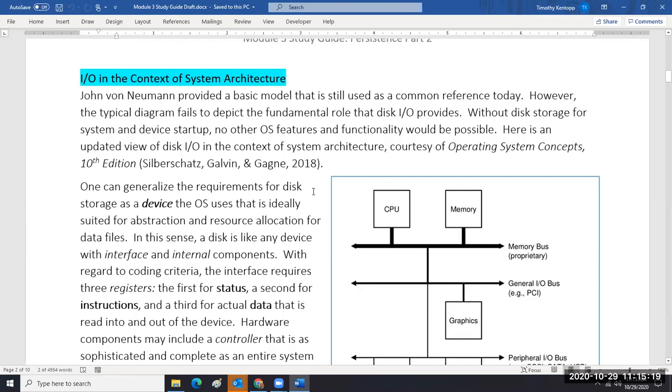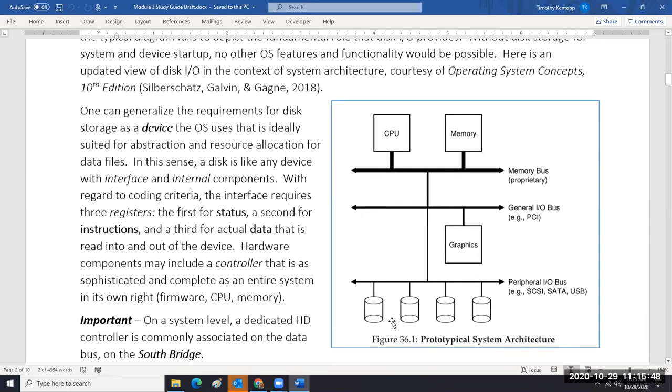Okay, so basically what you have is this idea that the data disk reads and writes are happening typically at a further distance from the CPU, and they are typically part of the South Bridge. This data bus that's closer to the graphics, CPU and memory, that's North Bridge. And then the peripherals IO bus is brokered through specialized controllers.